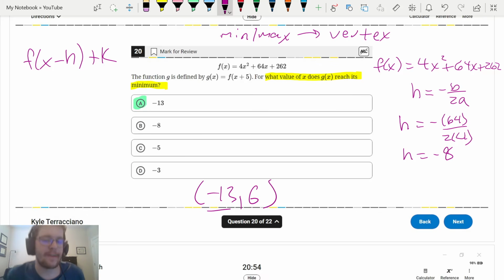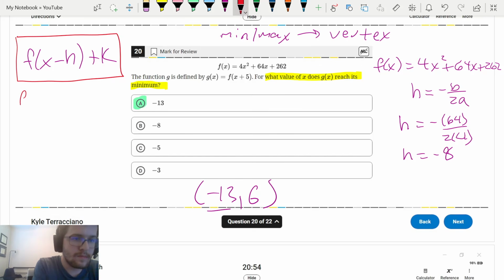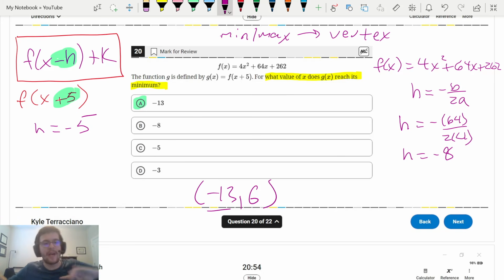So what does the f of x plus 5 mean? Function transformations look like this: f of x minus h plus k. So you see k is 0, but negative h is 5. So that means h equals negative 5. So that means it moved 5 units to the left. And remember, the picture verified that for us, right? So it's 5 units to the left.